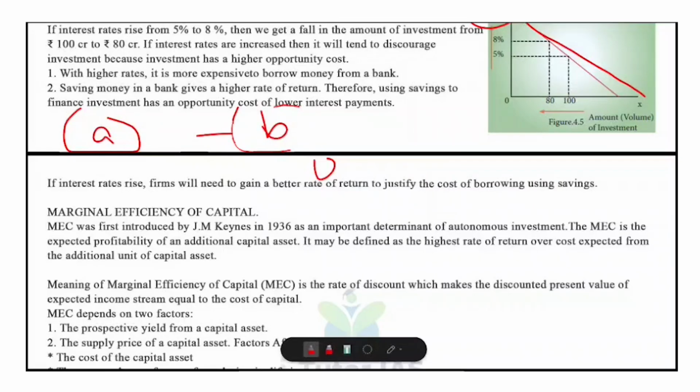And the second reason is opportunity cost. That is, opportunity cost increases. When the interest rate rises, saving money in the bank becomes more attractive. Firms think, why invest in risky projects when we can earn a good return just by saving or lending? So they start to invest in the bank and hence investment falls.